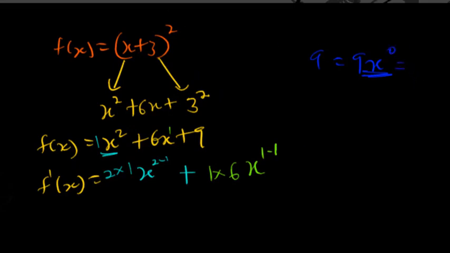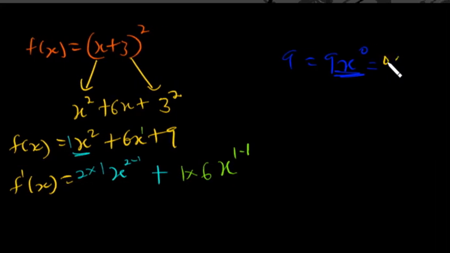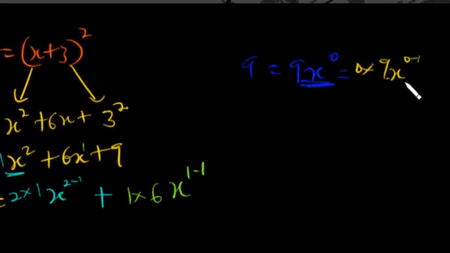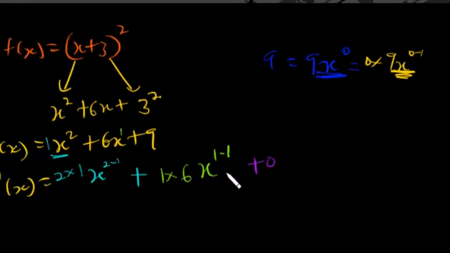You pull the 0 down, so that is going to be 0 times 9x, then you subtract 1 from the 0, so you have 0 minus 1. Now whatever you have here times 0, you get 0. So in brief, if you differentiate a constant, you get 0.